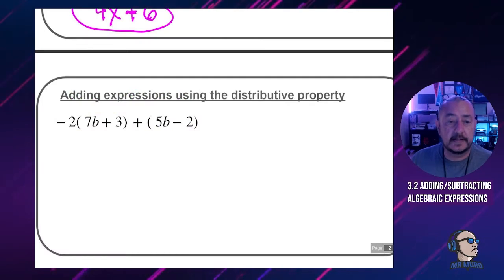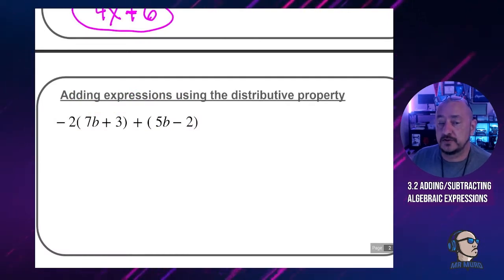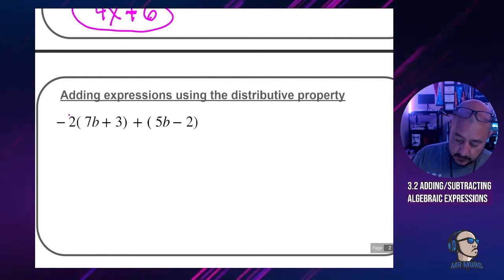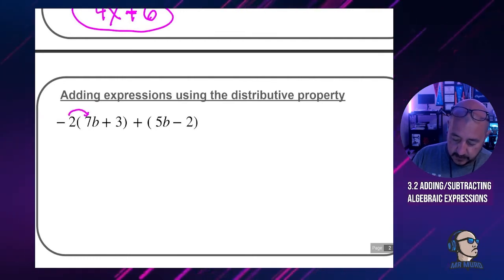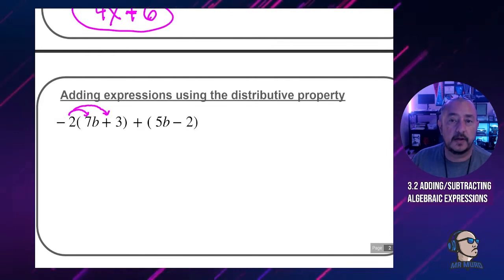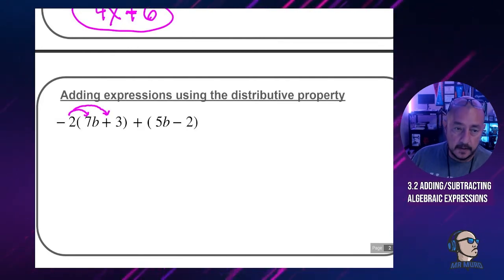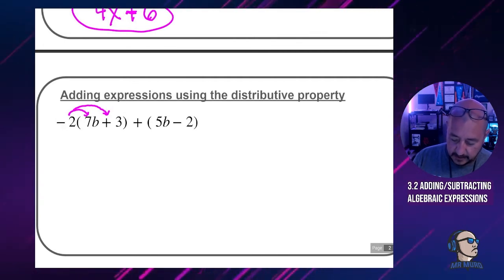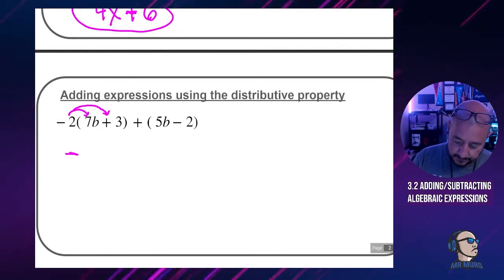All right, so on the next example, we're going to be adding expressions using the distributive property. So what does that mean? That means that I need to multiply the negative 2 to all the terms inside those parentheses. First I go negative 2 times a positive 7b. A negative times a positive will give me a negative. 7 times 2 gives me 14b.